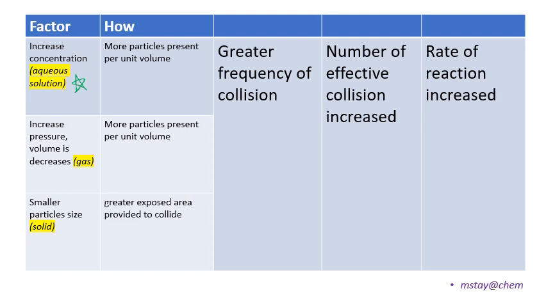So for example, if in one container at first we have only 2 mole of the molecule in 1 liter, the concentration is 2 molar. While if we have another container, the volume is still 1 liter, but this time we have 5 mole of molecule, 5 mole of reactant inside, so the concentration will become 5 molar.